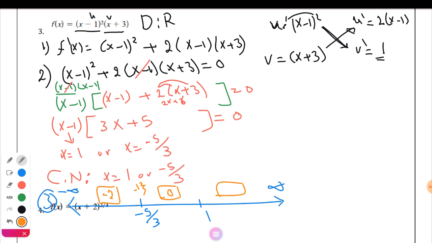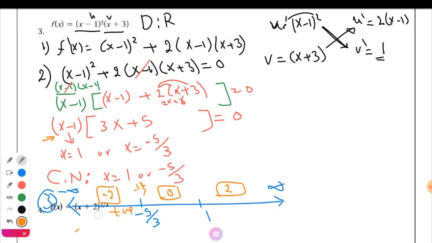I care about the sign, not the value. Here, I'll choose 2. Replace in the derivative, in the simplest form. In this one it will be negative also, and here -6, it will be positive.